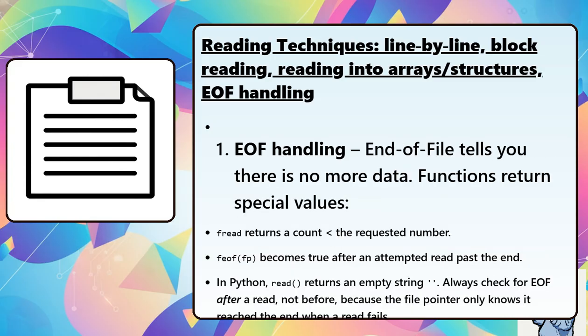EOF handling: end of file tells you there is no more data. Functions return special values. fread returns a count less than the requested number. feof(fp) becomes true after an attempted read past the end. In Python, read returns an empty string.